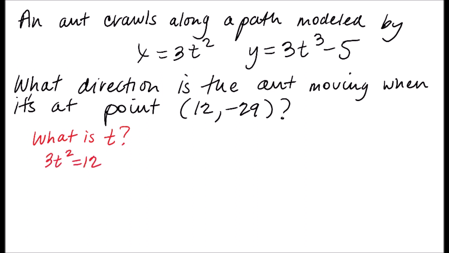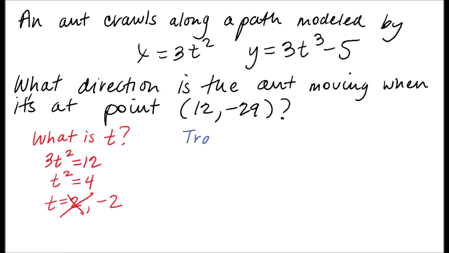So I'm just going to say 3t squared equals 12, meaning t squared equals 4, meaning t could be 2 or maybe negative 2. Now, it's only going to be one of these times, probably. So I should just go ahead and check both of these t values. When t is 2, y is going to be 3 times 8 is 24, minus 5 is 19. That's not negative 29, so that's not looking good. Then I try negative 2, and negative 2 to the third is negative 8. 3 times negative 8 is negative 24, minus 5 more is negative 29. Okay, so t is negative 2 at this point.